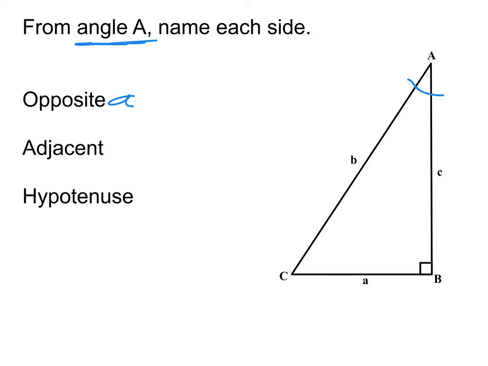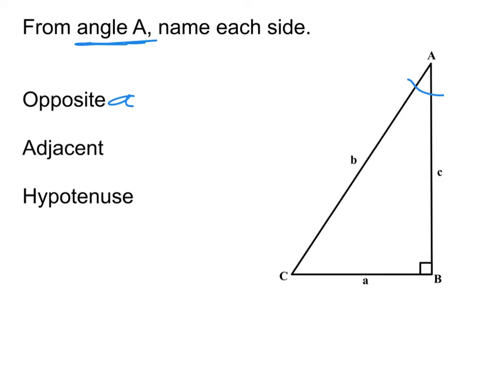By the way, that'll tend to be a trend. If they follow normal naming conventions, the lowercase letter will be opposite the capital letter, and lowercase letters represent sides and capital letters represent angles. But that's detail.